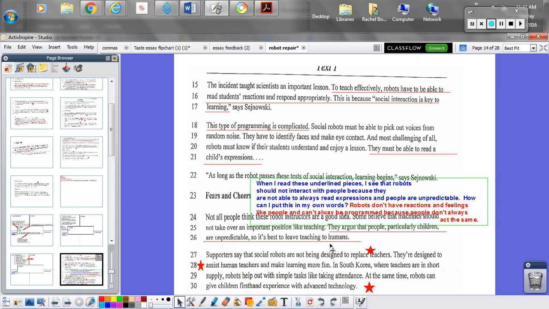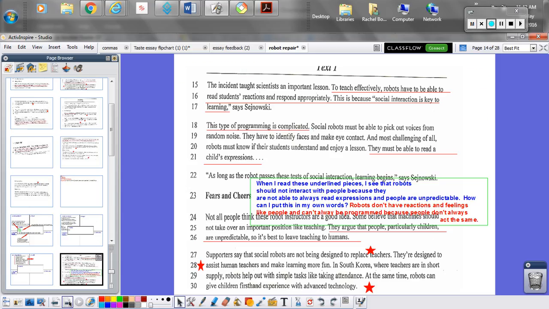But the thing I need to do before I bullet point it is put that in my own words. So how would I put it in my own words? Well, I could say that robots don't have reactions and feelings like people, and they can't always be programmed because people don't always act the same. Always acting the same means they are predictable. So if they're unpredictable, this is just another way to say that.